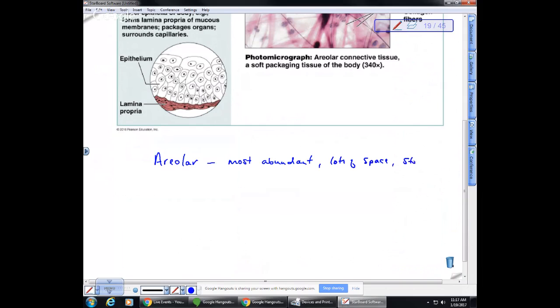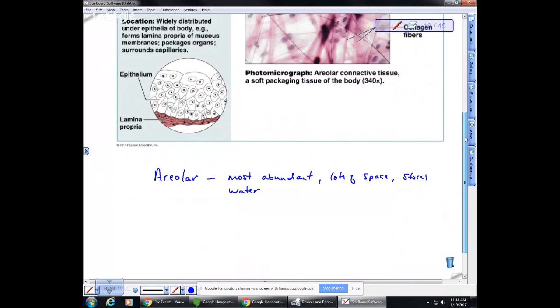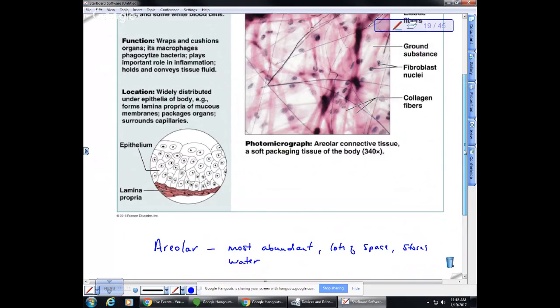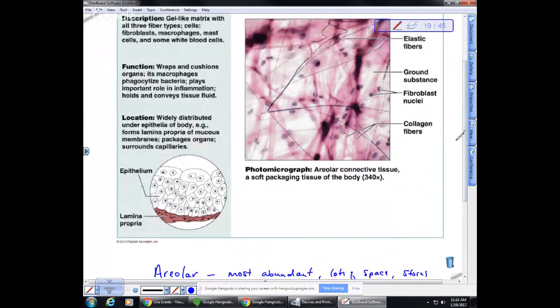And it stores water. Right? And if we look at it here, the epithelium is actually connected to the underlying tissues by the lamina propria, and that is areolar connective tissue. So this is widely distributed underneath your skin, and then packages organs and surrounds capillaries. And so it kind of wraps and cushions organs. And it also has an immune function because it has macrophages.